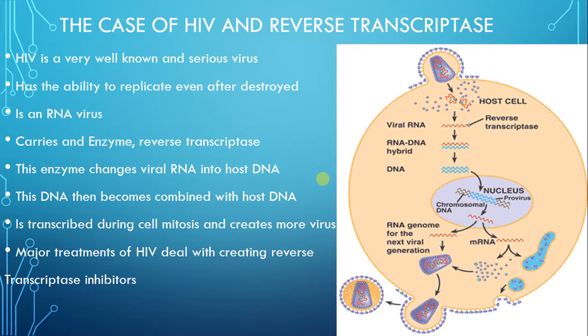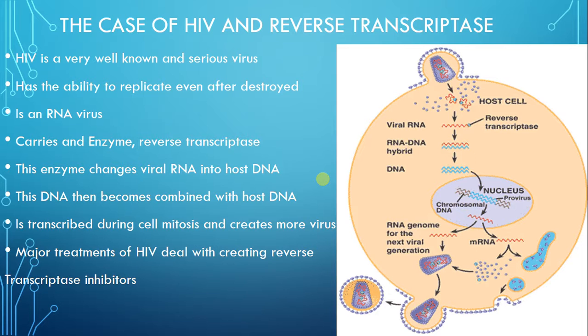The last thing virally I want to talk about is the case of HIV. Now, HIV is a very well-known and serious virus, a sexually transmitted virus. And one of the things that make it so difficult to combat is that it's hard to kill all the virus. It's able to replicate even after the virus that's initially infected you has been destroyed. Now, one of the reasons is because it's an RNA virus.